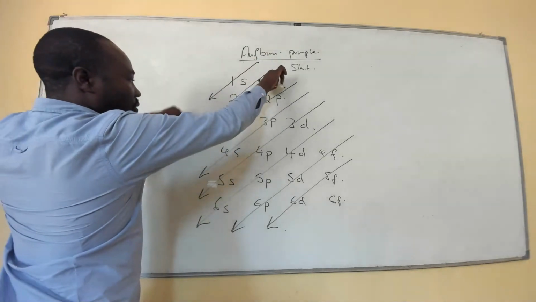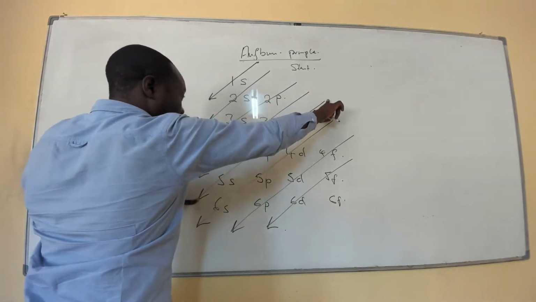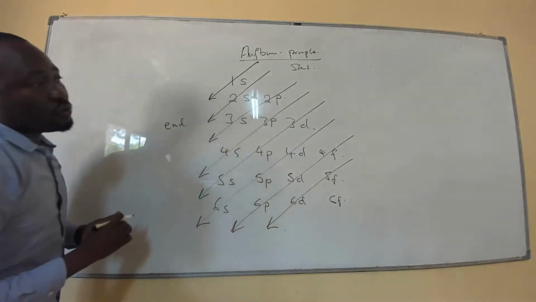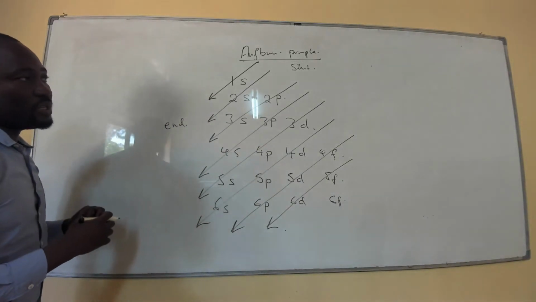Then you start from here, you end here. You start from here, you end here. You start from there, you end there. So now, how do the orbitals go? How will the subshells be aligned?